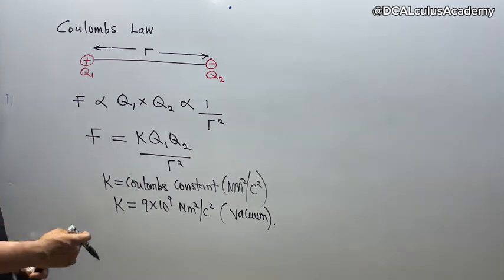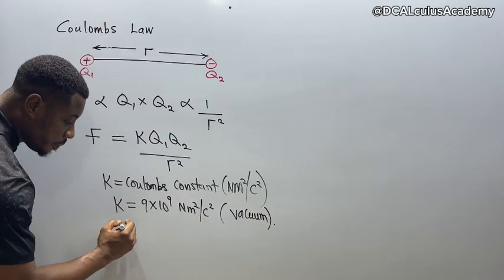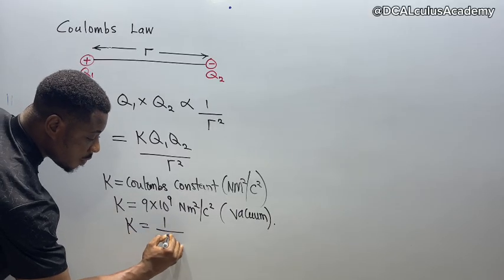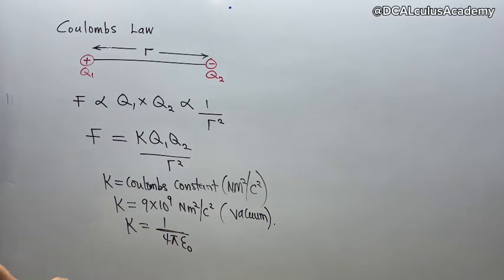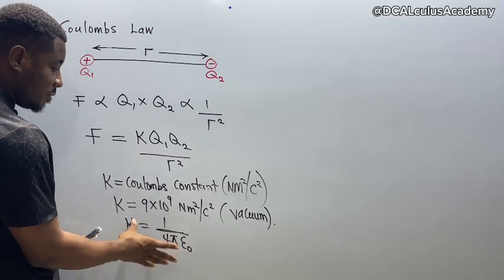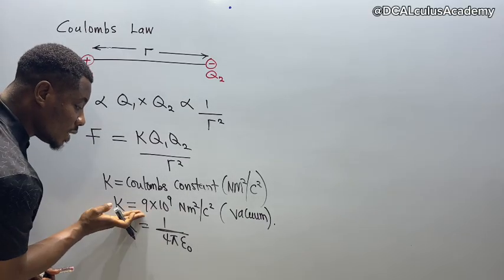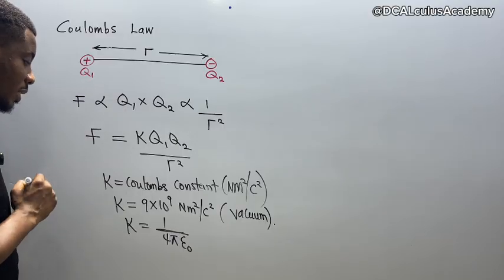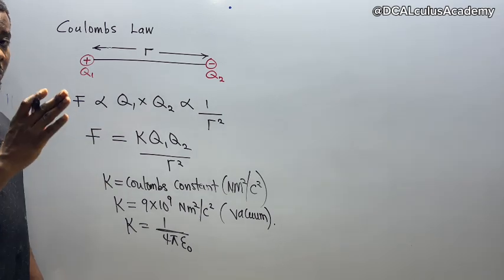Now, there's an expression for this result here. If K is 9 times 10 to the power 9, it means that K is equal to 1 over 4 pi epsilon naught. So when K is equal to 1 over 4 pi epsilon naught, what we have is free space or vacuum, and this result is 9 times 10 raised to the power 9. What does that tell me? It simply tells me that K could have another value, which is for a medium.